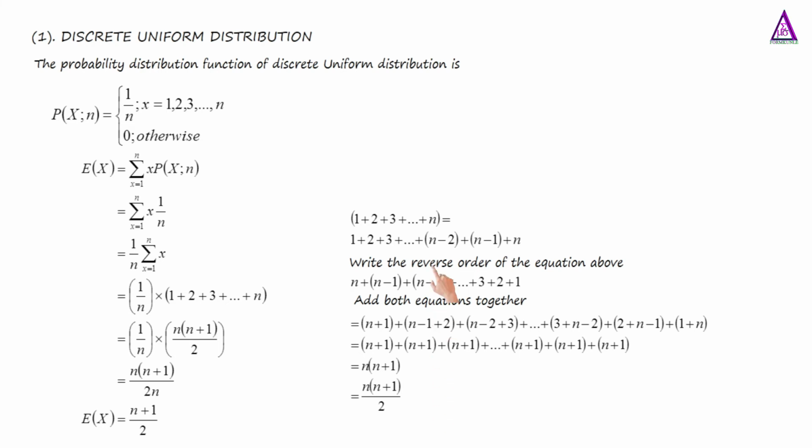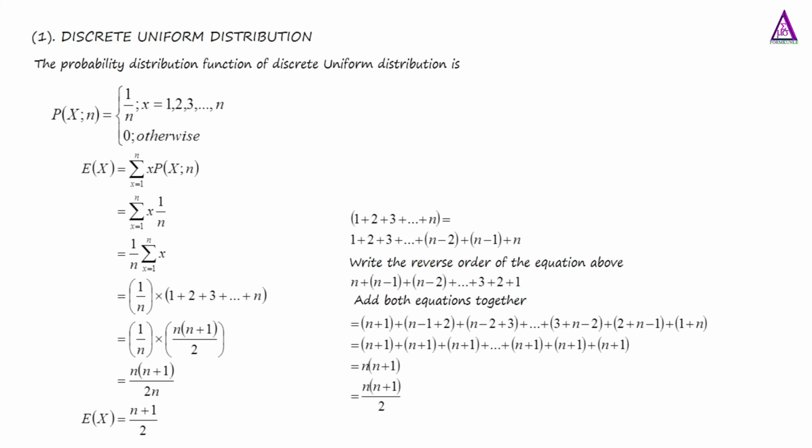Write the reverse order of the equation above. That is, write 1 plus 2 plus 3 plus dot dot dot plus (n minus 2) plus (n minus 1) plus n. Write the reverse of it, which is n plus (n minus 1) plus (n minus 2) plus dot dot dot plus 3 plus 2 plus 1.